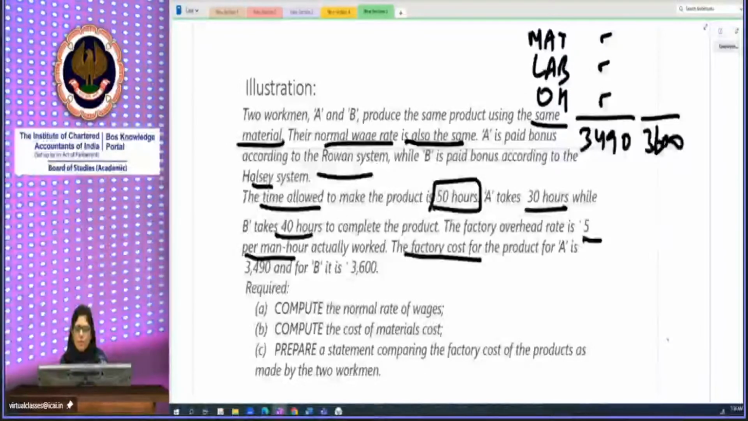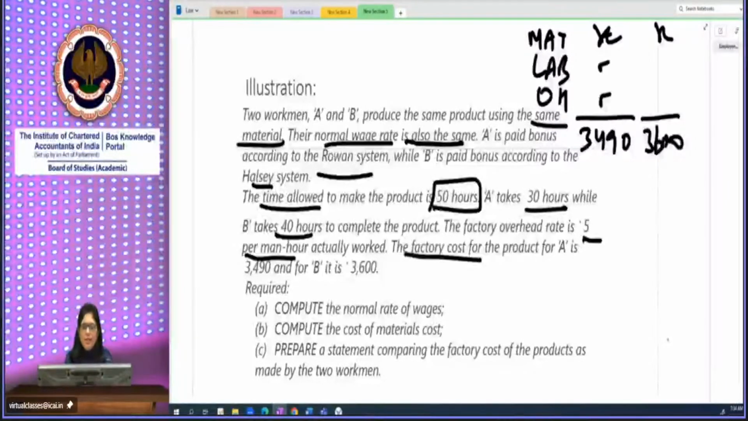They want us to basically, now this will be solved as part of the equation because some of this information is given and some is not given. So let us see how to approach the question. Material information is not given, so we can assume material to be X. Both workmen are using the same material, so it will be X for both the employees.